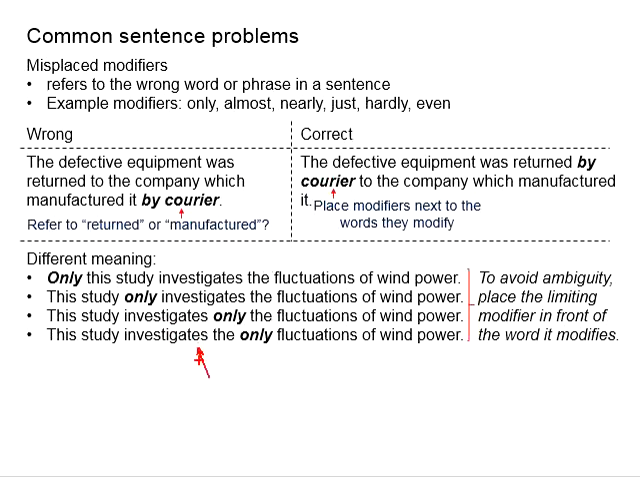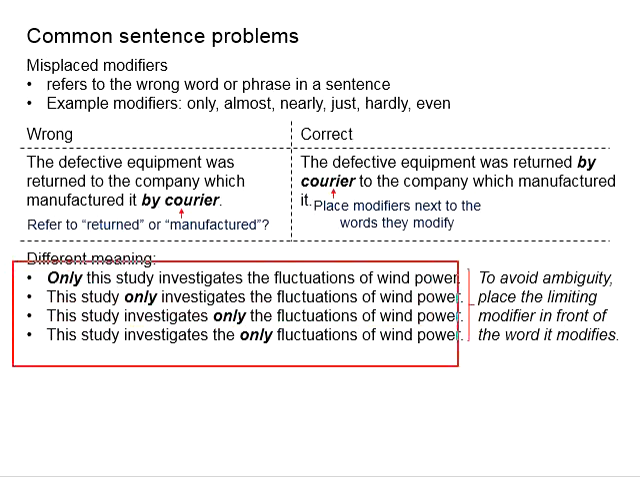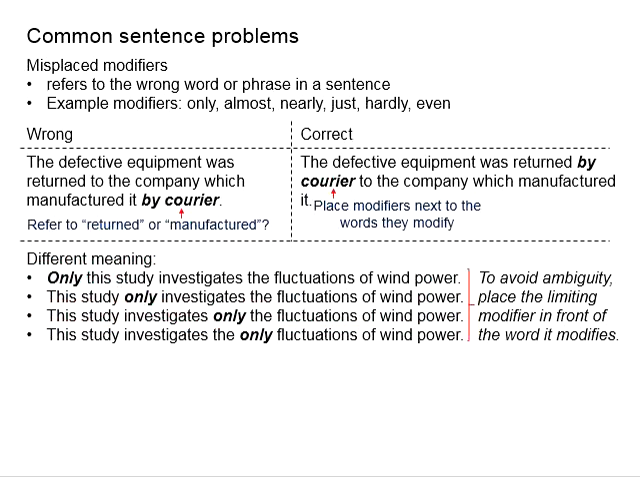This study investigates the only fluctuations of wind power. What you see here, all four sentences consist of the same group of words, only that the modifier is placed at different positions. If you look carefully, the meaning of each sentence is different.